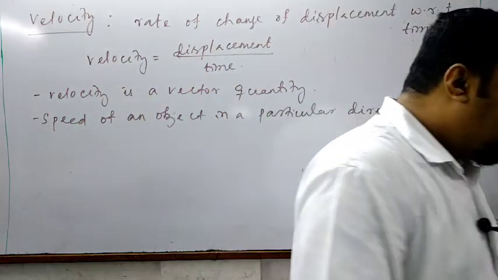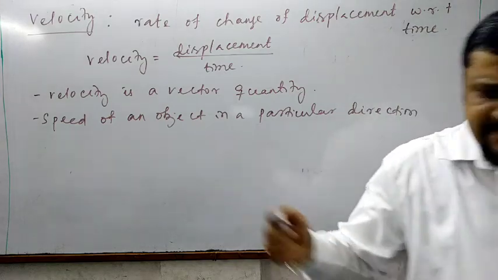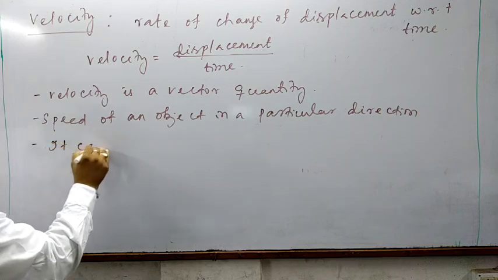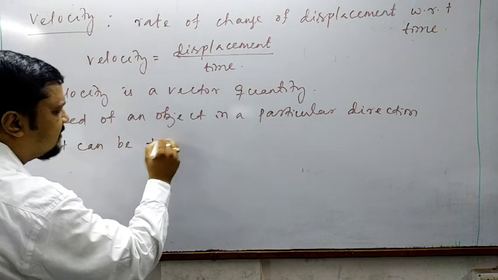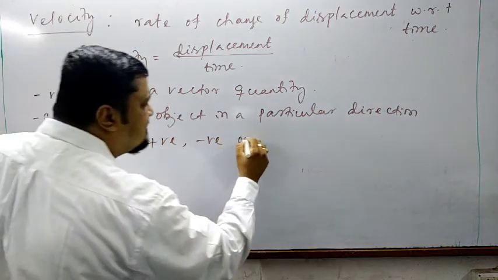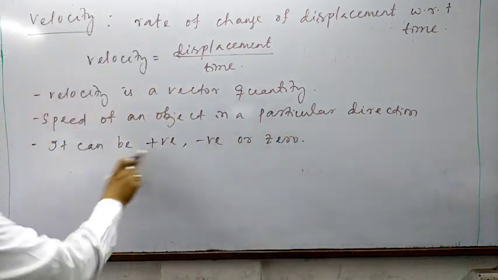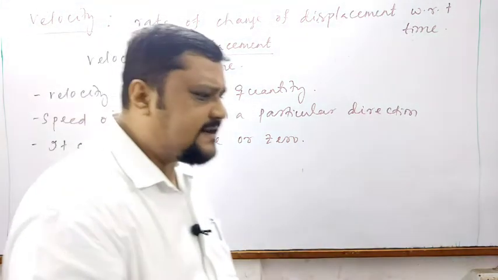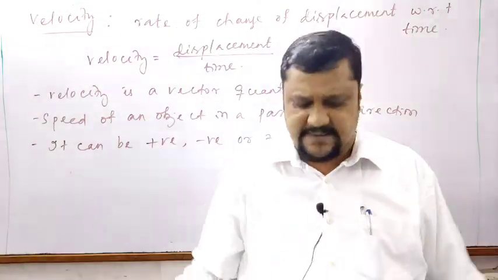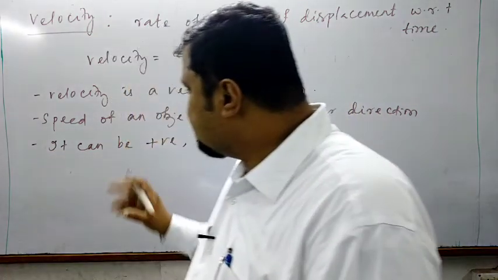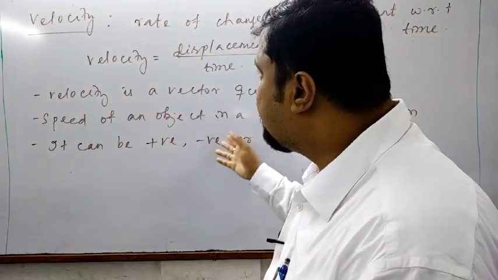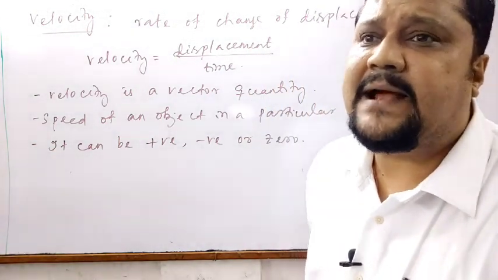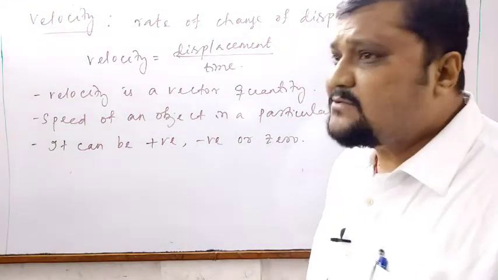As velocity is a vector, it can be positive, negative or 0. Speed is a scalar quantity, so it is always positive, or if a body is at rest, the speed is 0. But when discussing velocity, it can be positive, negative or 0, because it is a vector quantity.